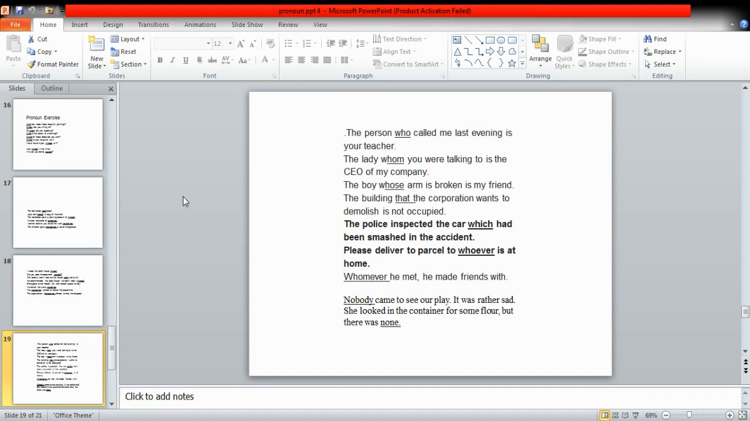...which had been smashed in the accident. The other idea, "which", is acting as a connector, so it is a relative pronoun. "Peace delivered to parcel to whomever is at home," "Whomever he met, he made friends with." Whomever is acting as a compound relative pronoun because it is a compound expression. So whoever and whomever are compound relative pronouns.